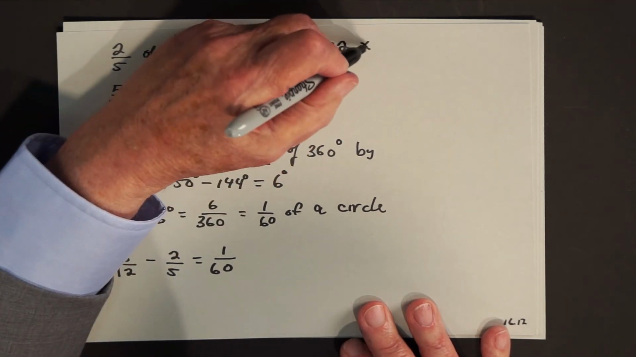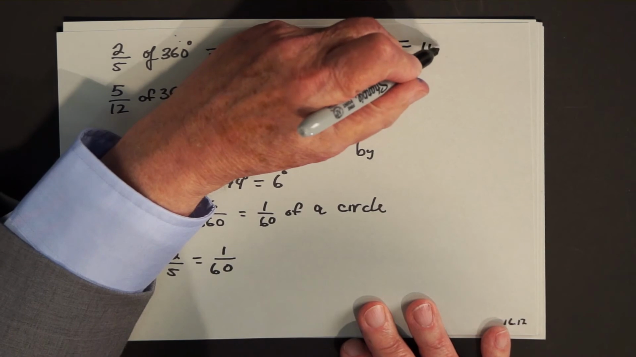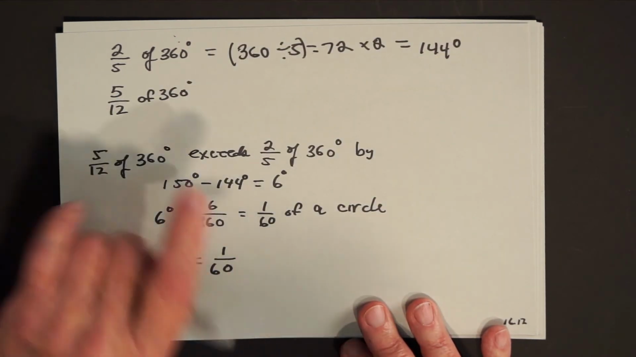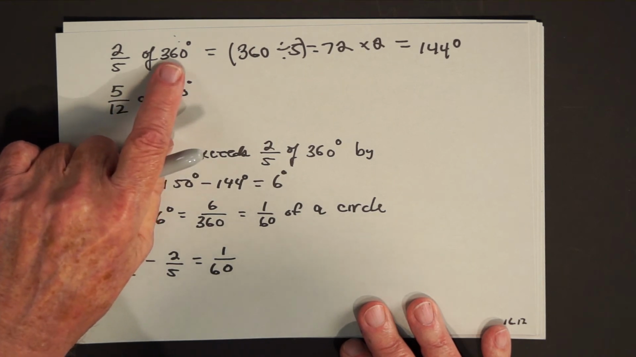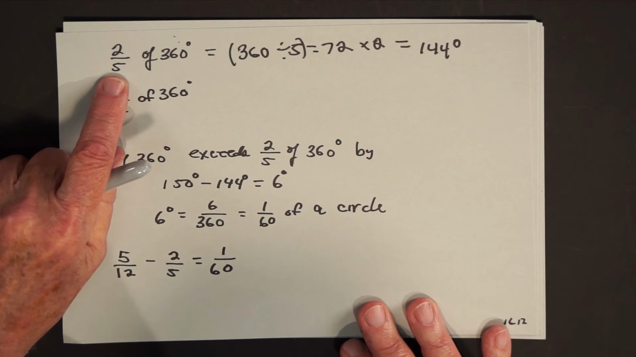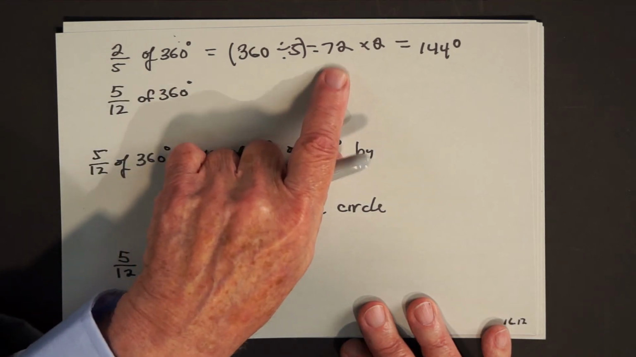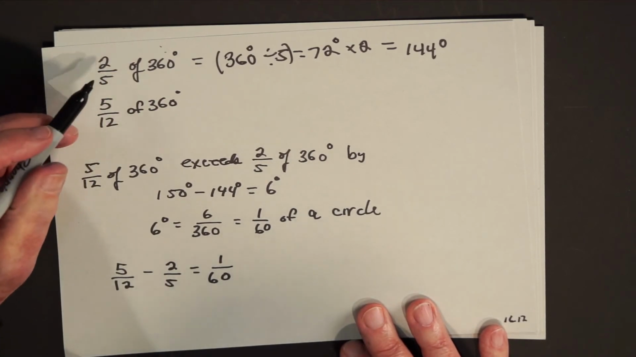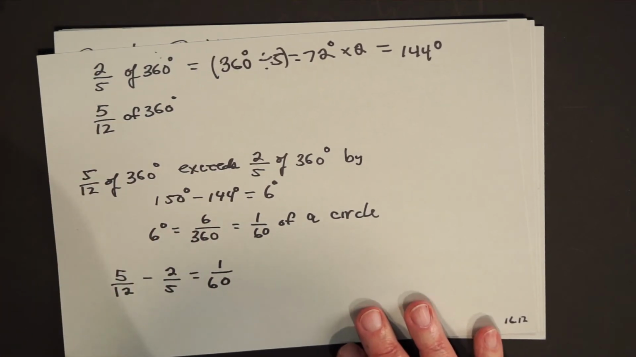And now what are you going to do? Take 2 pieces. That's 144 degrees. Follow it again. The cornbread now is 360 degrees, divided into 5 pieces, so each piece is 72 degrees. And I'm taking 2 of those pieces, so it's 144 degrees.